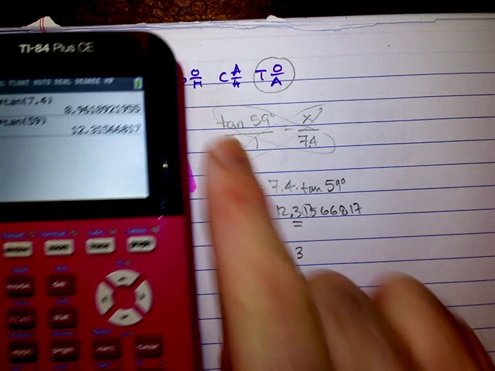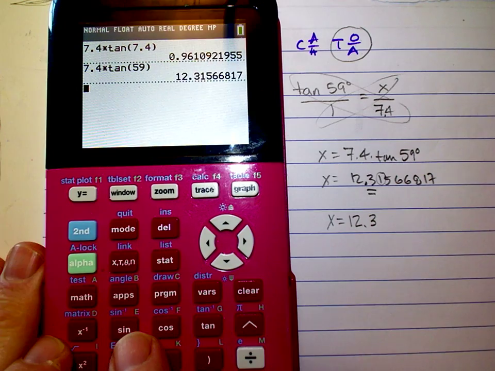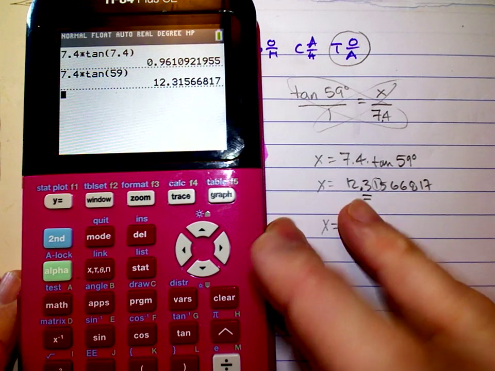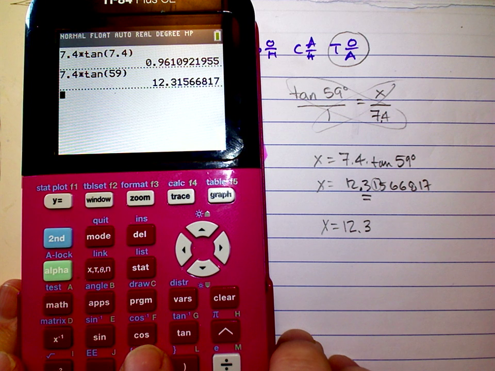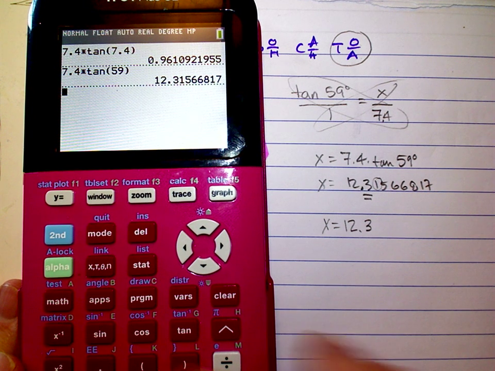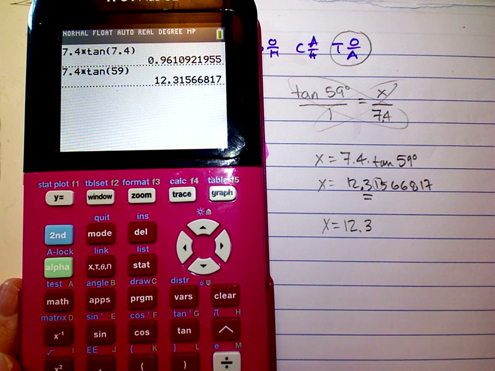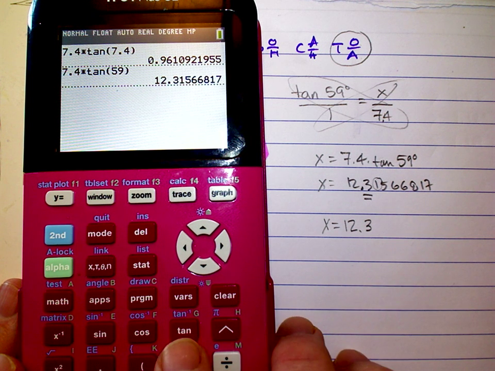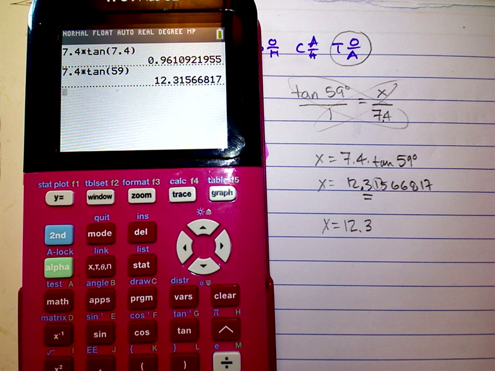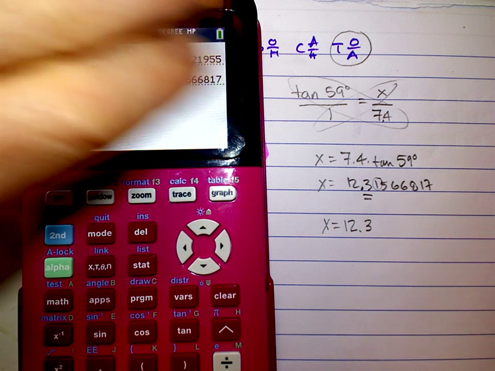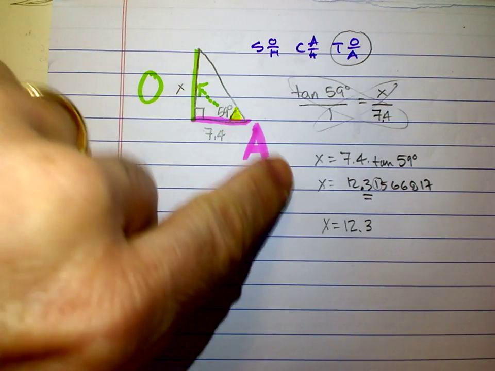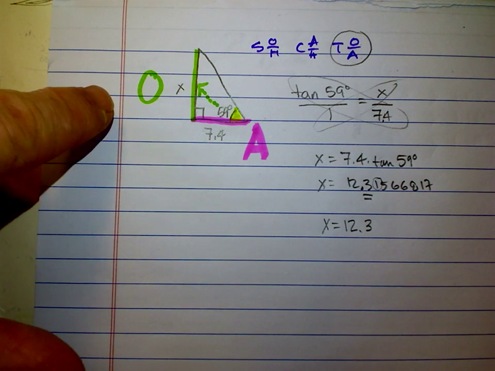So O would stand for the sine, and we would use our sine button. A is for cosine, and that we would use our cosine button. And we have a tangent button for this problem that we're doing. Okay? Let me do another one for you.